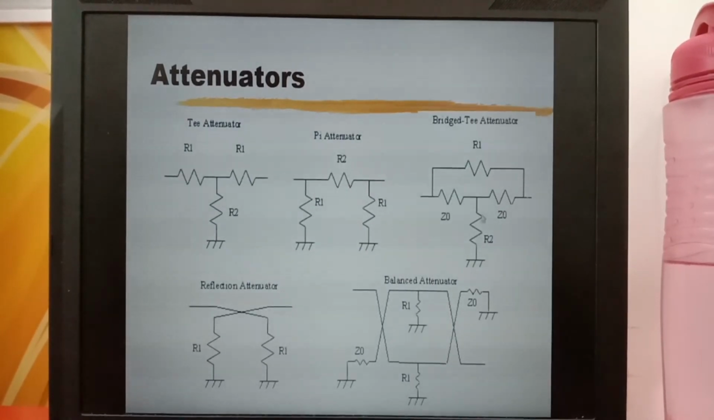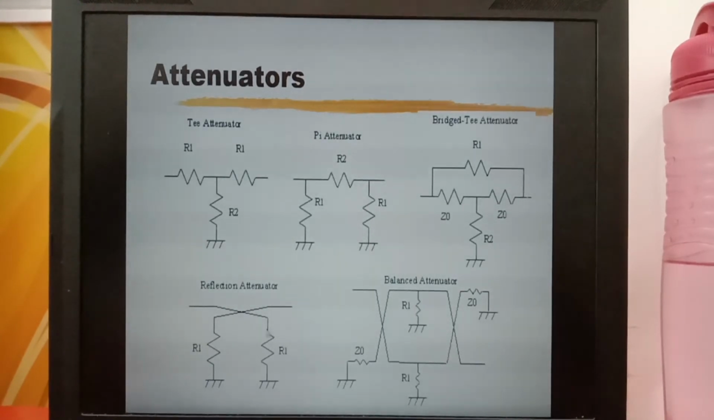So with a bridge T attenuator, these two resistors are selected to be equal to the characteristic impedance of the input and output, and the value of R1 and R2 are selected to achieve the required attenuation and impedance match.